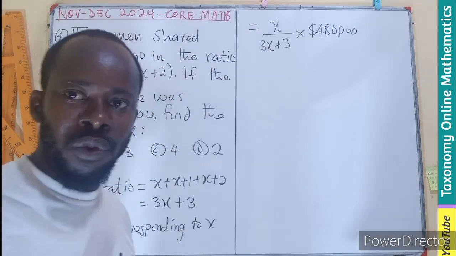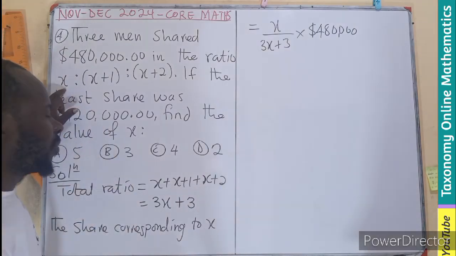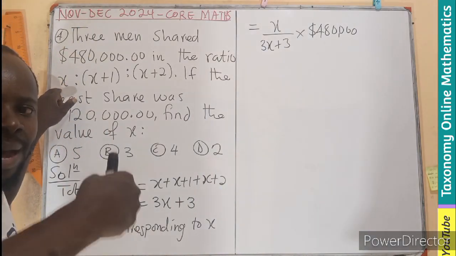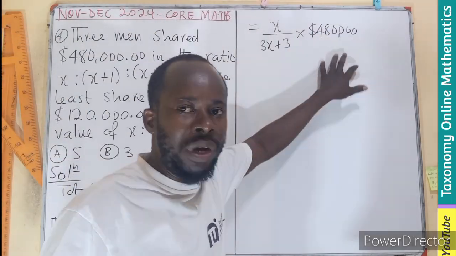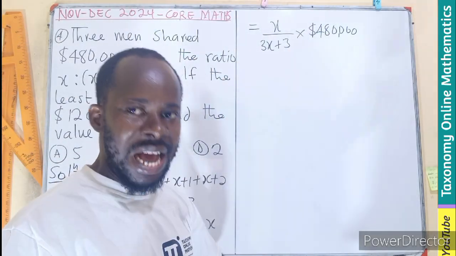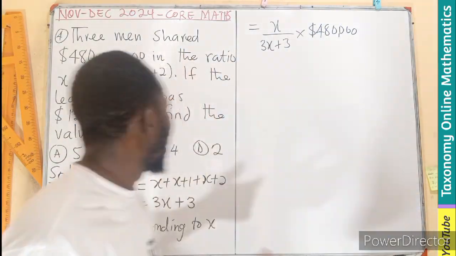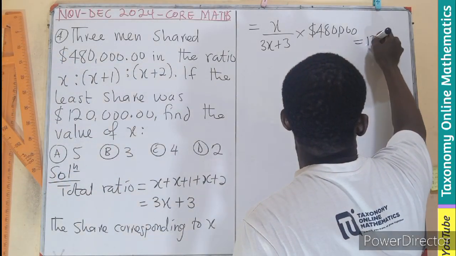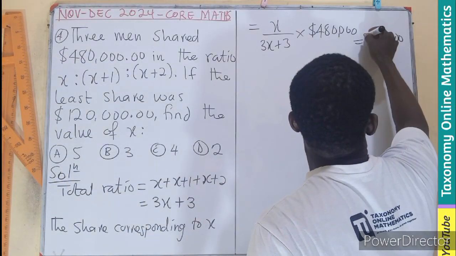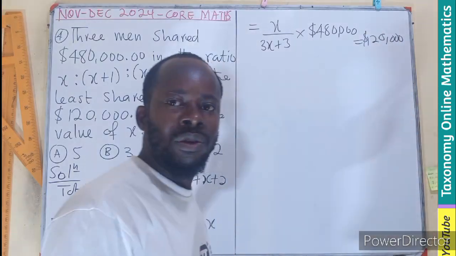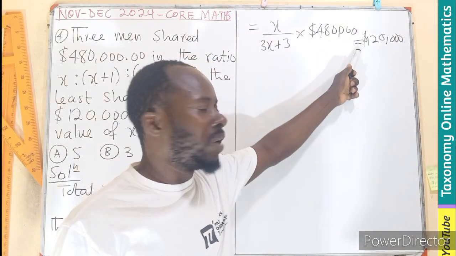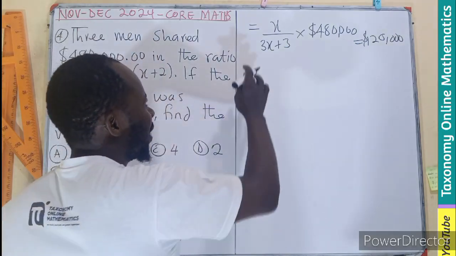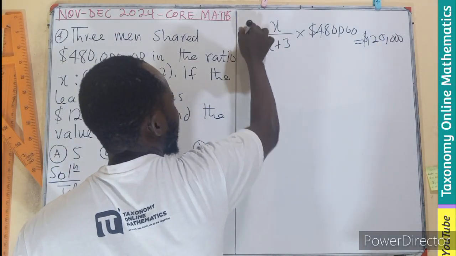To find the share of the first person, it will be the ratio corresponding to that person divided by the total ratio times what they are sharing. That will give us the least share, and the value has been provided as $120,000. So this becomes an equation because of this equal sign. Now we can solve it and find the x.